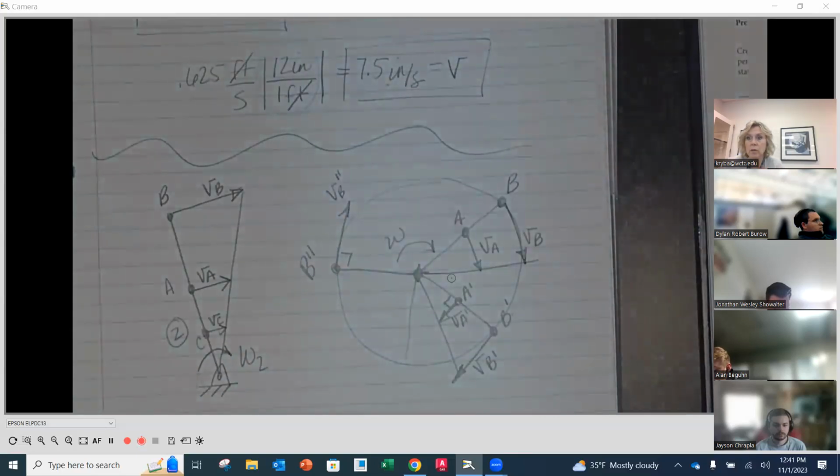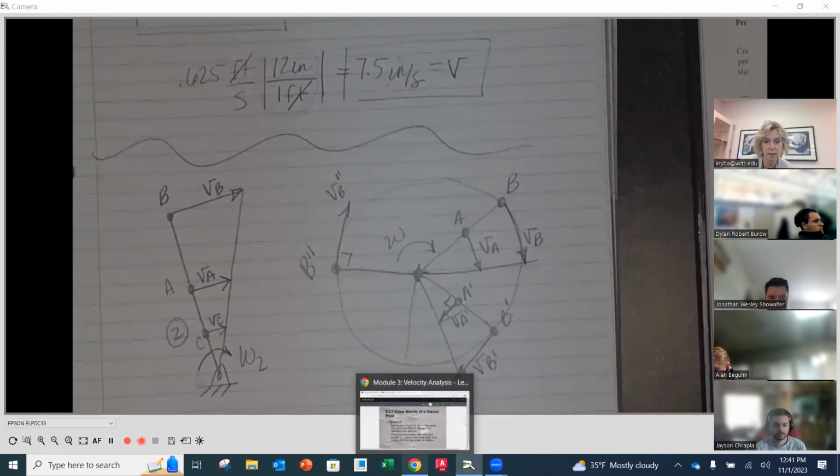Okay, so let's look at the equation to solve for the relationship between rotational speed, velocity, and this radius. Let's see how they're related.